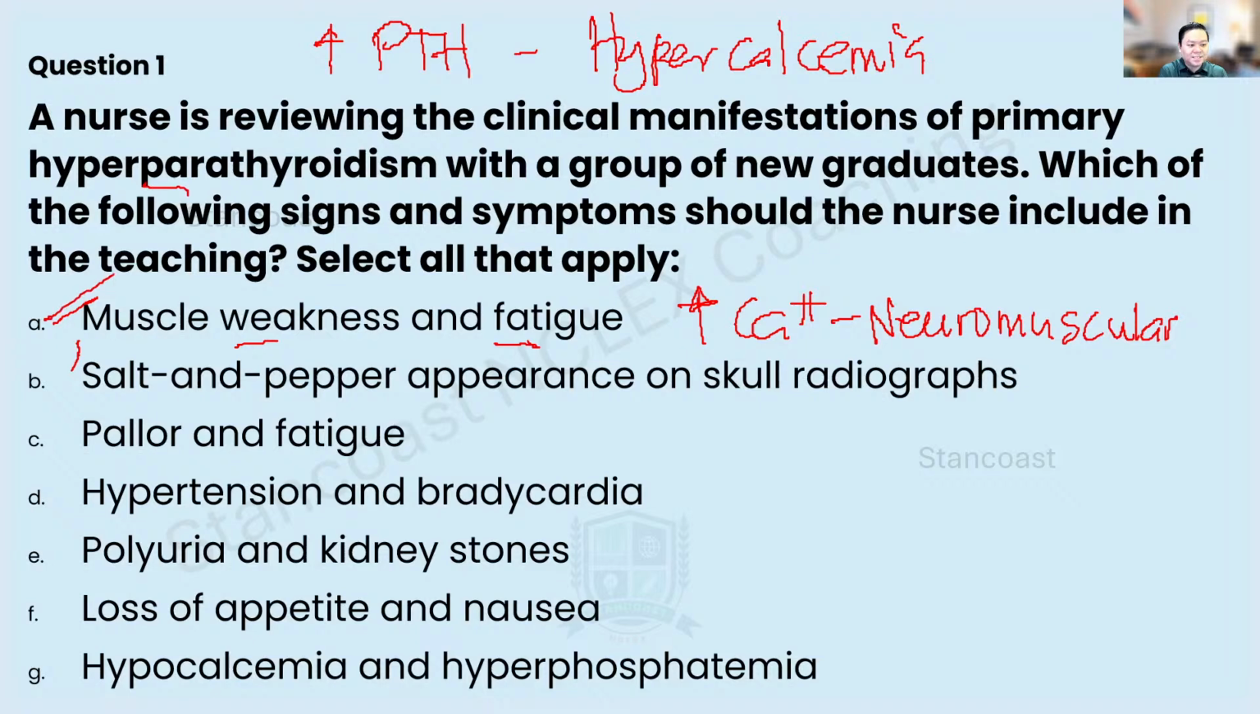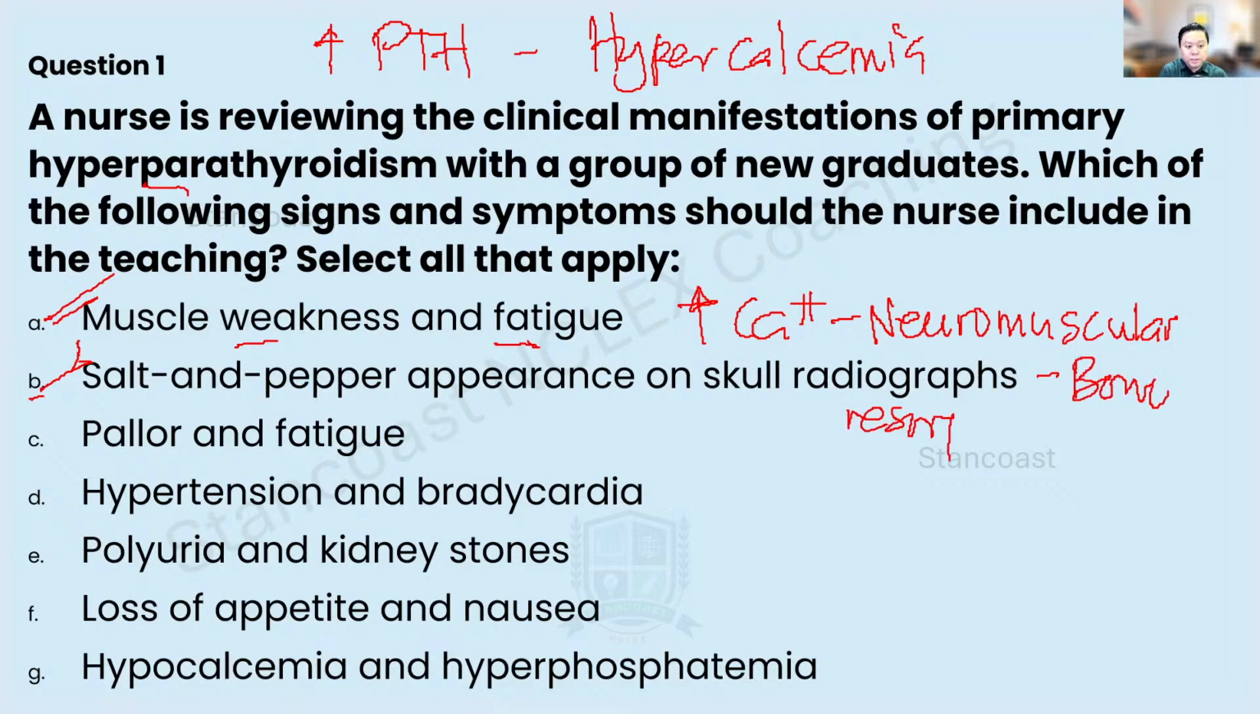All right. Letter B, salt and pepper appearance on skull radiographs. That's basically one of the correct answers as well. What does that mean when we are referring to that salt and pepper appearance? Remember, guys, when we have an increasing PTH, there is hypercalcemia. This is caused by the bone resorption, which simply means there is an increased osteoclast activity.